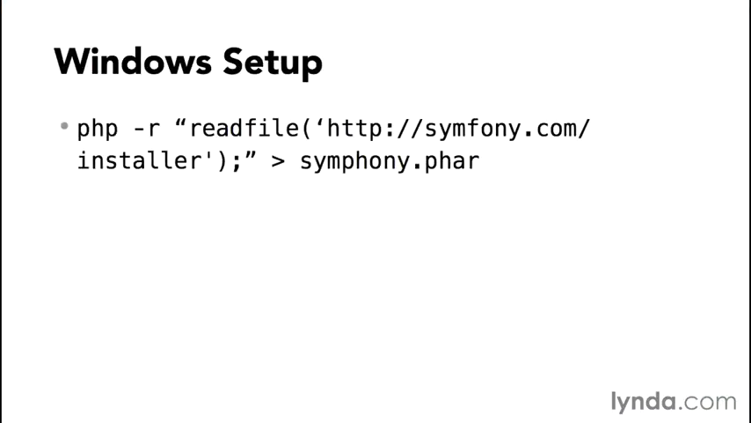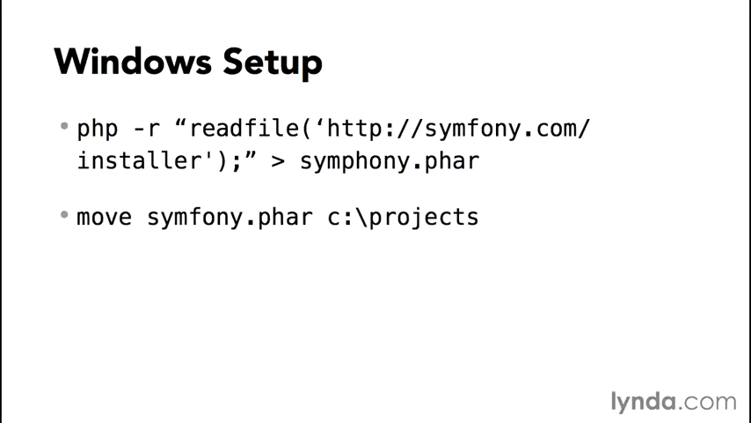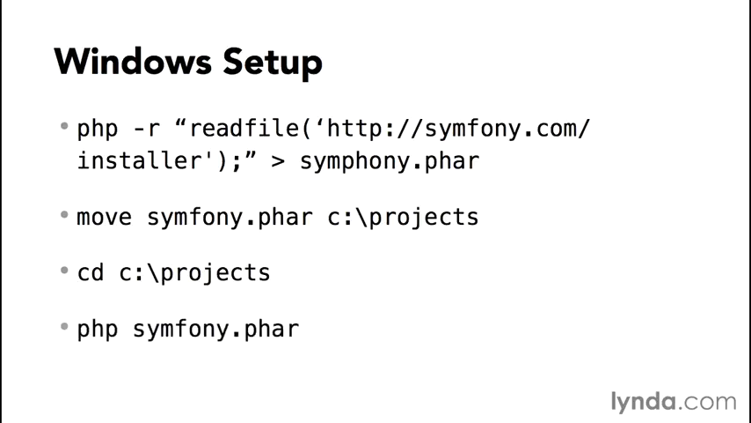If you're on Windows, you'll first need to install the installer. You can use the readfile function of PHP to do it. Notice I'm pointing it to create a symfony.phar. You then want to move the symfony.phar file into wherever you're going to create your Symfony projects. Then you'll want to change directory so you're in that project directory, and from there you can run symfony.phar using PHP. And this will work basically the same as what we're going to do on the Mac.